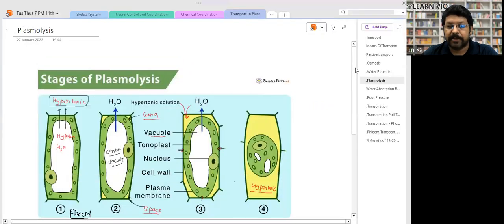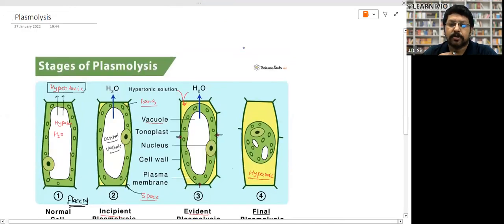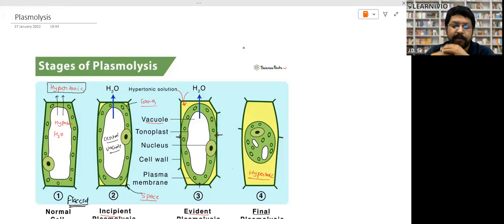Even this question has been asked from here: stages of plasmolysis. So what is plasmolysis? Suppose I give an example. I have a grape, and I have a glass of water, and in the glass is a concentrated salt solution. When I put the grape in, after a few hours, what will happen? The grape will shrink. The water of the grape will come out, meaning the water will go from the hypotonic solution to the hypertonic solution, right? So this is called plasmolysis. The same thing happens over here.